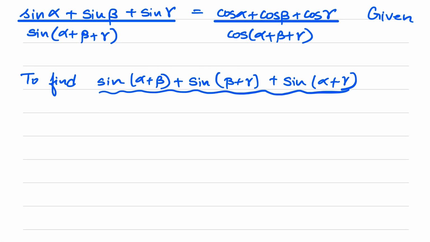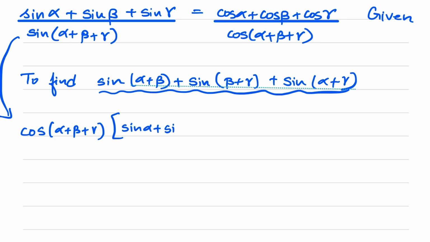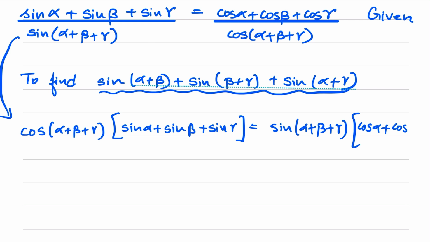All right. So what is given to me is sine alpha. Okay, this is given to me. So let me cross multiply. So I will get cos of alpha plus beta plus gamma into sine alpha plus sine beta plus sine gamma is equal to sine of alpha plus beta plus gamma into cos alpha plus cos beta plus cos gamma.